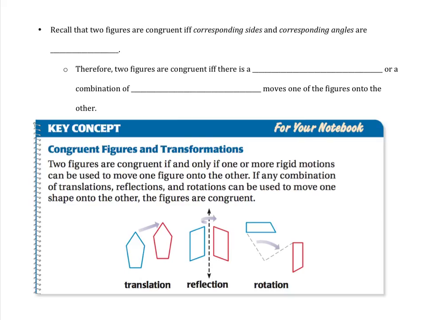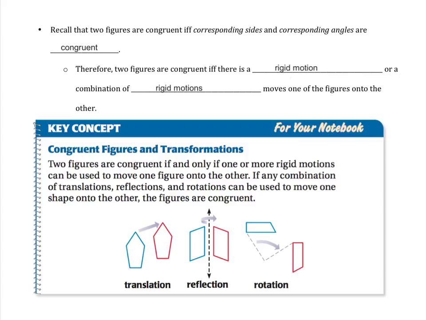Recall that two figures are congruent if and only if corresponding sides and corresponding angles are congruent. This is exactly what we were talking about in the previous section. Two figures are congruent if their corresponding sides and corresponding angles are all congruent. Therefore, two figures are congruent if and only if there is a rigid motion or a combination of rigid motions that moves one of the figures onto the other.